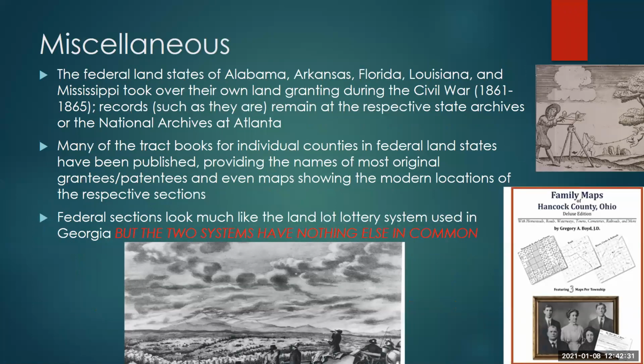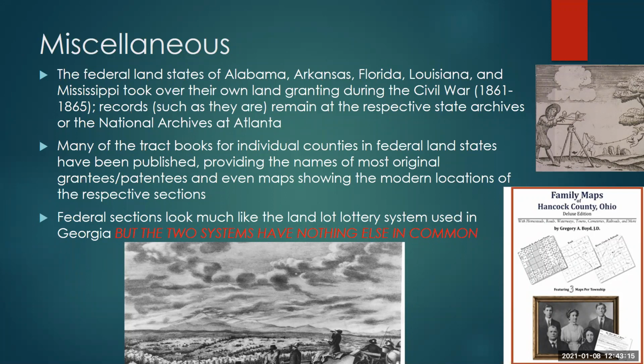All right, and finally, and this is a bunch of little things that just need to be here as a form of housekeeping, if you would. The federal land states of Alabama, Arkansas, Florida, Louisiana, and Mississippi took over their own land granting during the Civil War. The reason is these were Confederate states. When they left the Union, until they were returned to the Union, they handled their own land granting. And whatever records they have of that is at their respective state archives or in the National Archives at Atlanta. The records are not much and they're not terribly enlightening, but as I say, little bits of housekeeping here.